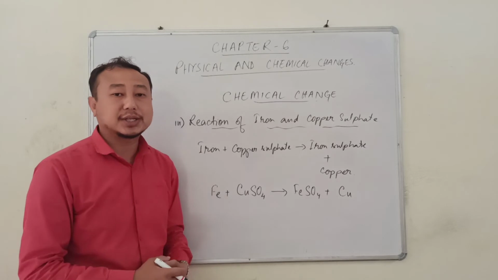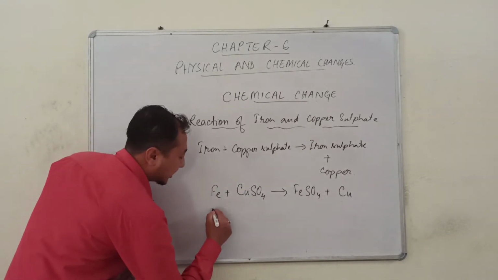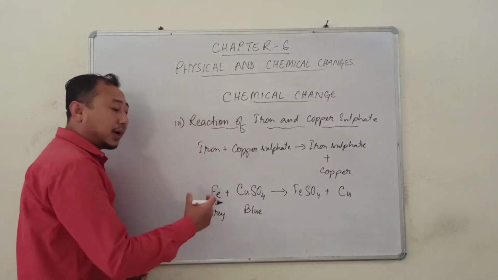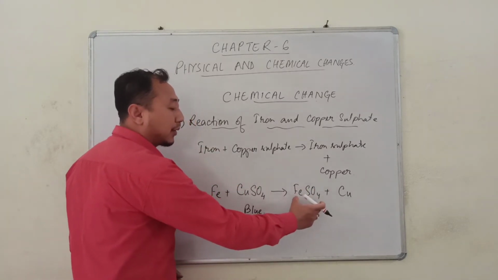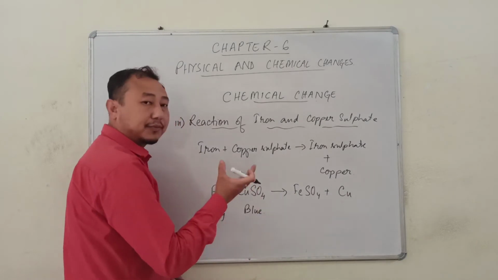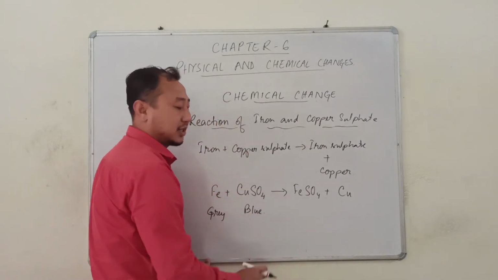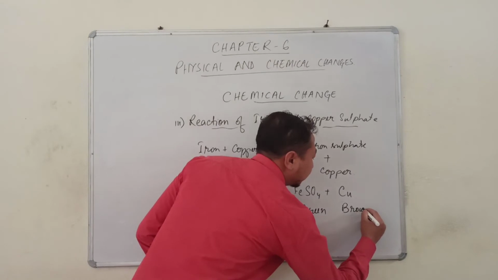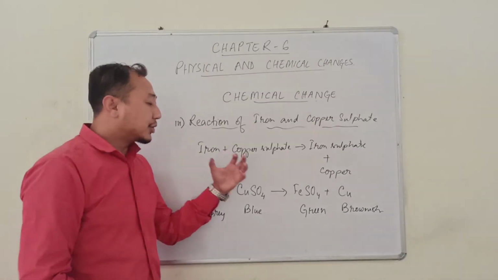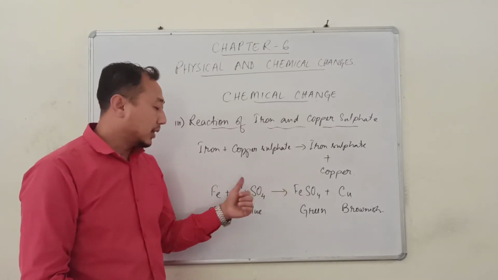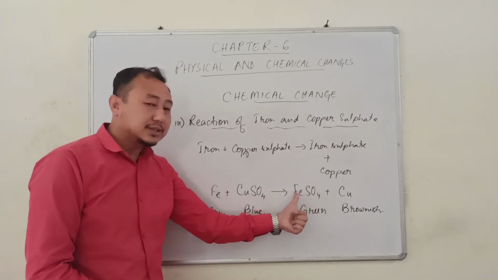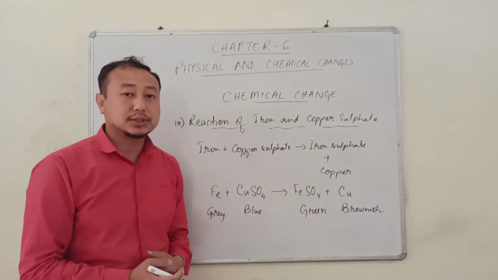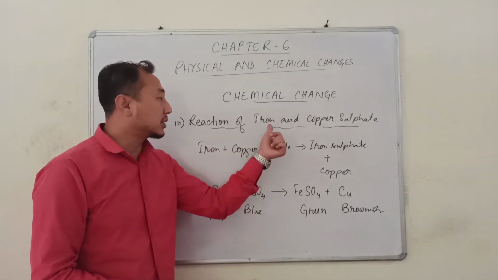And let us see some other changes that take place during this reaction. Iron is a silvery grey colored substance. Copper sulfate is blue in color. But after this change, after forming iron sulfate and copper, the color of the material changes. The iron sulfate that is formed here is green in color, while the copper that is formed here is brownish in color. So the changes that take place during this reaction are the formation of a new substance, it is irreversible, it is a permanent change, and above that, there is a change in the color of the substances. So these are the things related to the reaction of iron and copper sulfate.